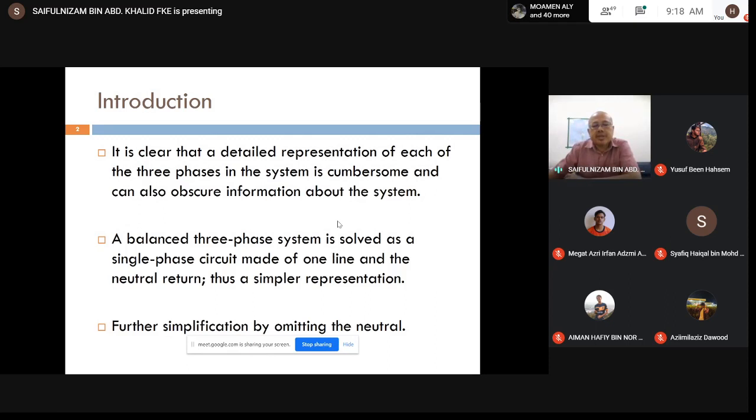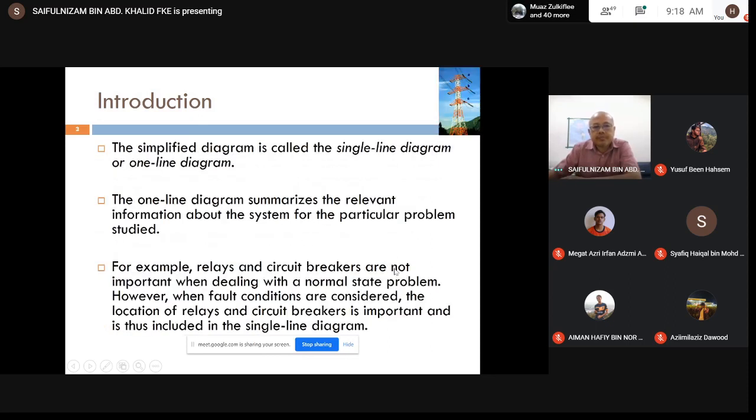So it is practical to represent the power system network by a single line diagram, with a symbol for each component. This simplified diagram is known as a single line diagram or one line diagram. The one line diagram will summarize the relevant information about the system for a particular problem study.